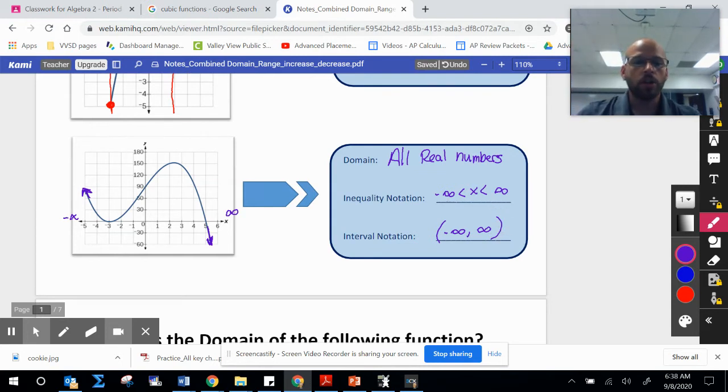Okay, so our domain is all real numbers. You can write it in inequality notation to go from negative infinity less than x less than infinity, or you can write it in interval notation with the parentheses.